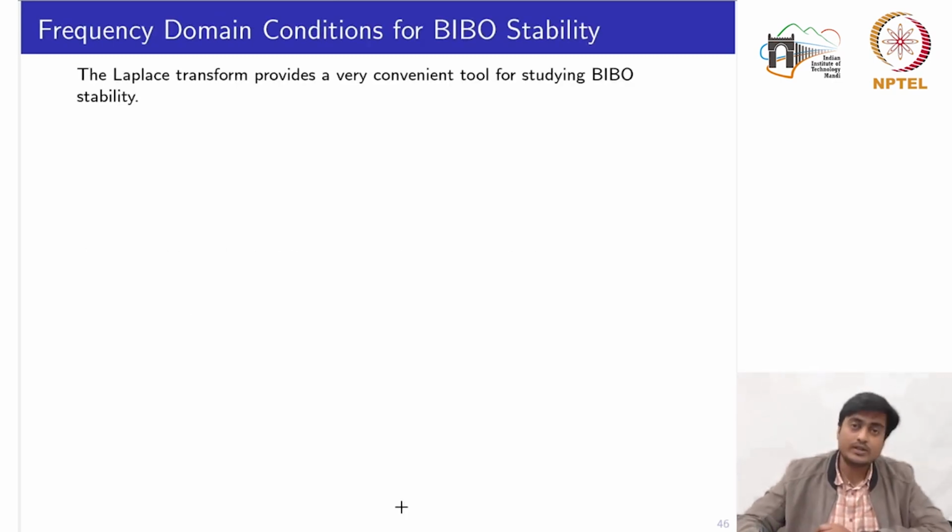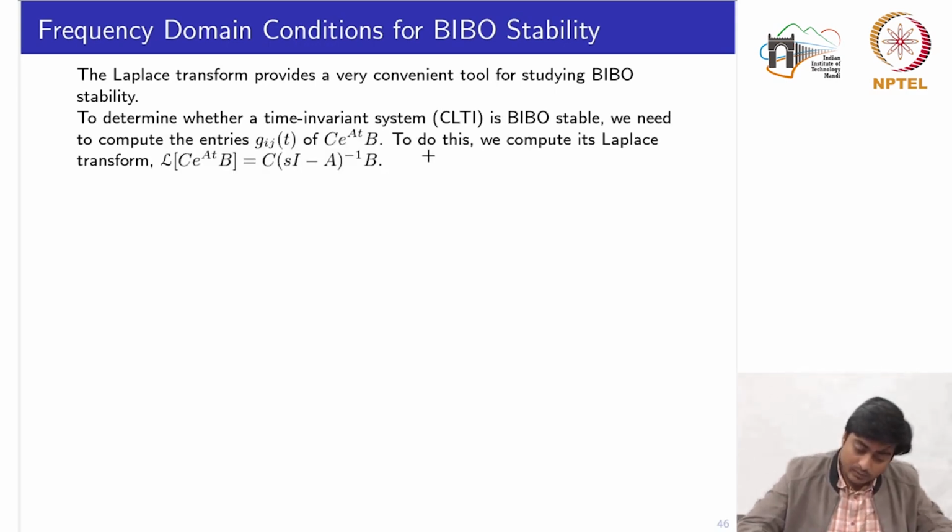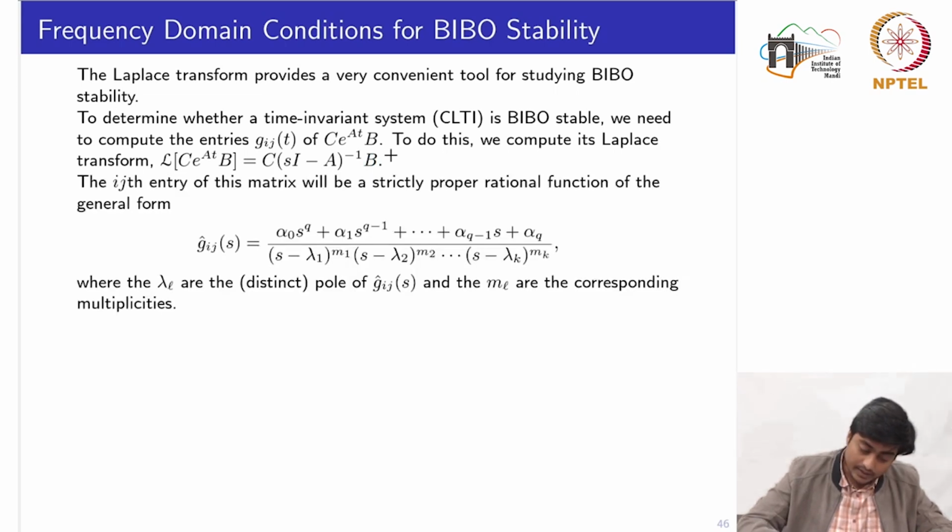We can also see the frequency domain conditions for BIBO stability, because we know for LTI systems we can use this Laplace transform tool, as we had seen in the first week. So to determine whether a time invariant system CLTI is BIBO stable, we need to compute the entries Gij of this. To do this, we compute its Laplace transform, and the Laplace transform of this entry is given by C times the inverse of (sI minus A) times B.